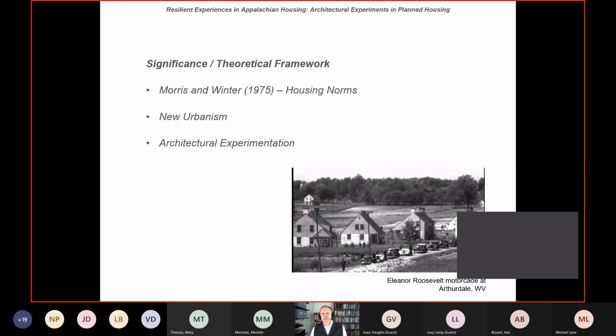So in terms of relevance, significance, and the theoretical frameworks, I'm looking at how to approach this work. There are three I have listed here. One is policy related and the others are design related. And I want to have a balance of those things within the work.